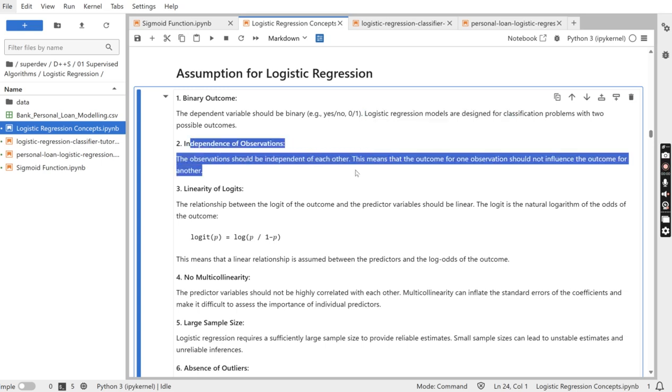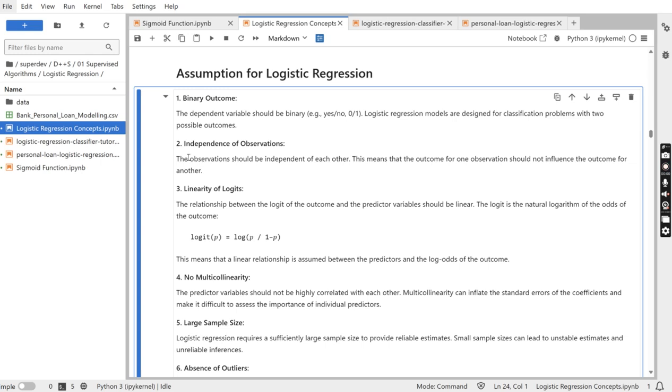Next is independence of observation. When they say observation, we are talking about rows, rows of data. So all your rows should be independent.